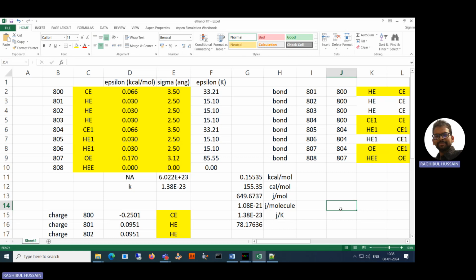First one is the non-bonded, where we have sigma and epsilon. Then we need bond length parameters, where we have Kr coefficients and R naught. Then we have angle, where we have K theta and theta naught. Then, in the case of ethanol, we need torsional parameters, where we need V1, V2, and V3.